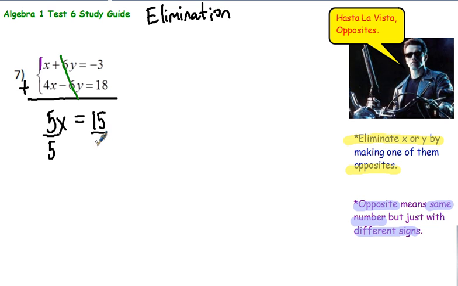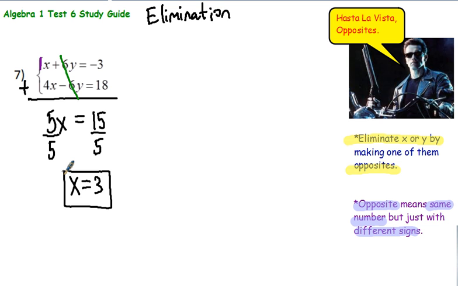And then let's divide both sides by 5, so we get x equals 3. Now we're still looking for where these two lines cross, right? So it's still the same idea. We're trying to figure out where these two lines cross without actually having to graph. We're just, again, doing it without graphing.